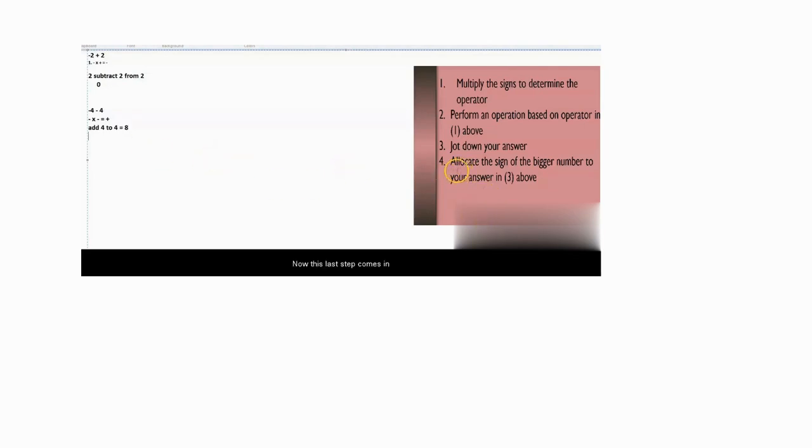Now this last step comes in handy here because 8 is not 0. 8 can be positive or negative. That's why we need to allocate the sign of the bigger number to it. But they all have the same sign. They are similar numbers with the same sign. So we can pick any of the two. Minus 8.